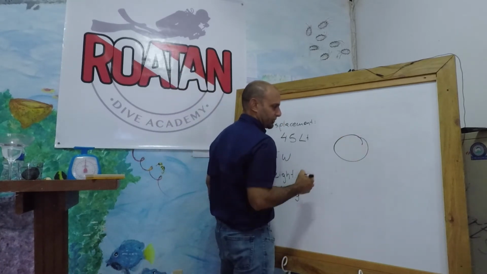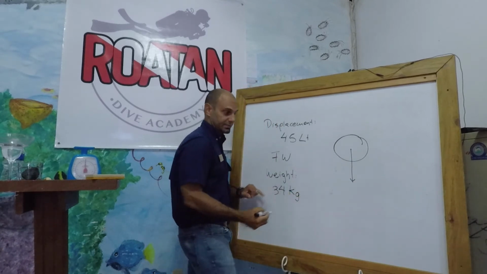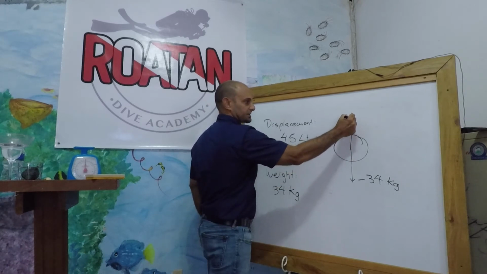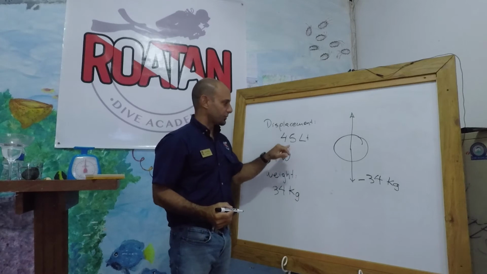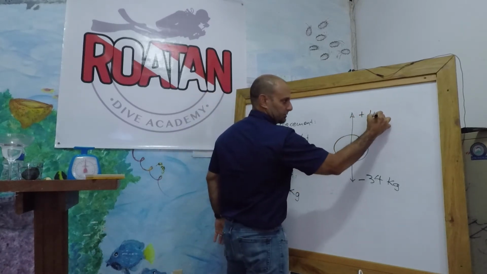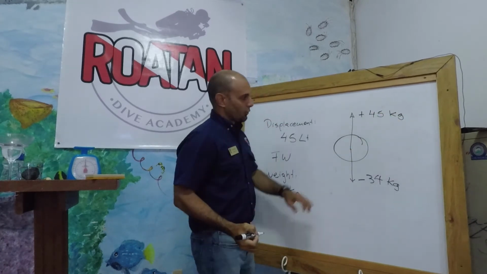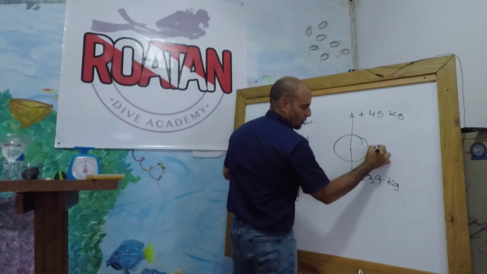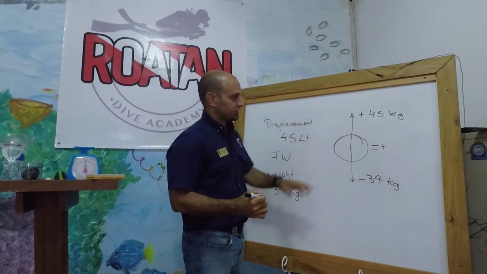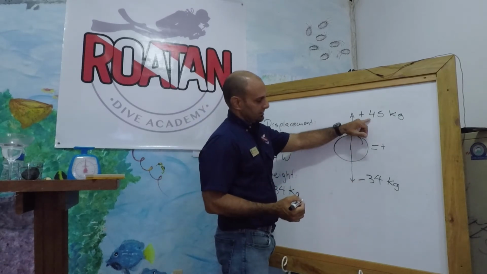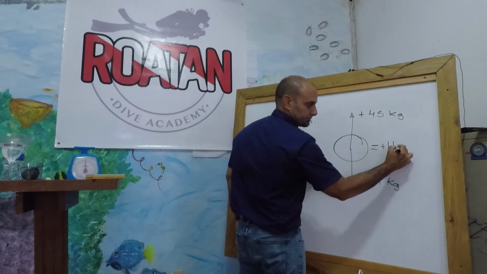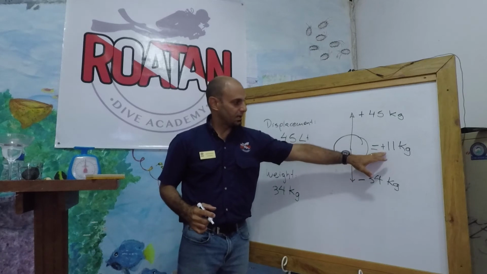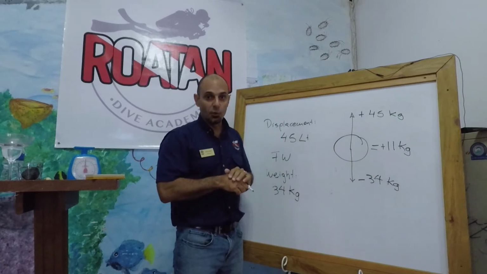Okay, so we have an object that has a negative force, which is the weight, of minus 34 kilograms. And we have a positive force, which is 45 liters in fresh water are going to be 45 kilograms, right? So 45 kilograms. Okay, so now the largest force is the Archimedes force, the force pulling the object up. So the resulting force is going to be positive because this is the largest force. So if we subtract 34 from 45, we will come to a number of 11 kilograms, right? Meaning that this object doesn't sink. It floats because the resulting force is positive, so the object is going to be floating, right, at the surface.